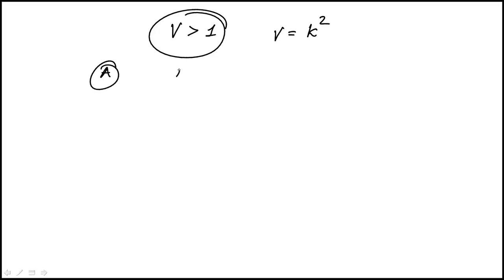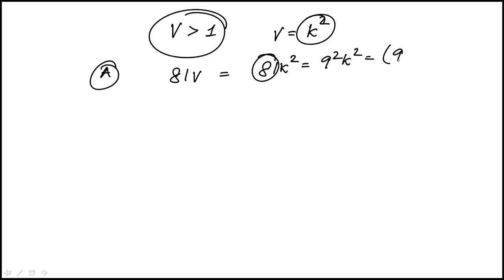So here we're given this integer v that is greater than 1, and we're also told that it's a square of some integer, meaning it has this form where k is some integer. And it's asking which of the following numbers must also be the square of an integer, and I need to go through all the choices. A is 81 times v, and if I replace it with this form, it becomes 81k square, and 81 is 9 square, so it is square of 9k, so A works.